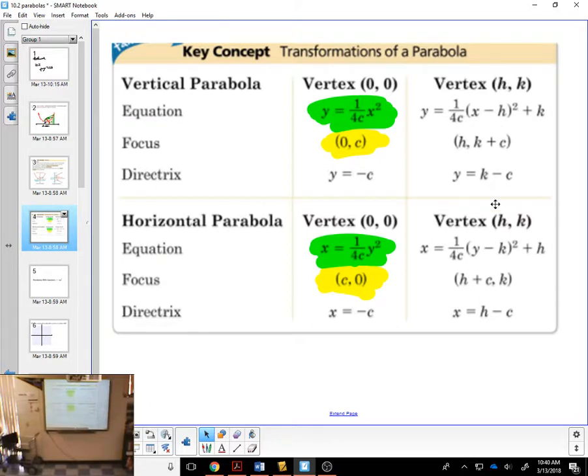Do you want us to know that last column? No, because you should know this. You should know H and K. H moves it side to side. K moves it up and down. Okay? You guys ready?